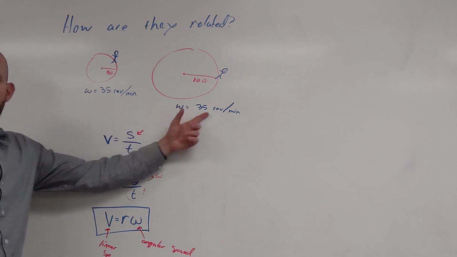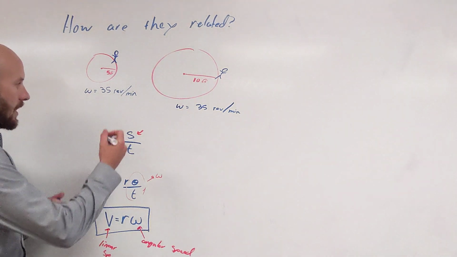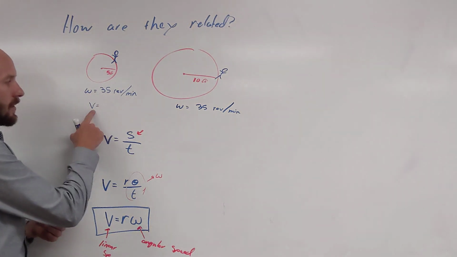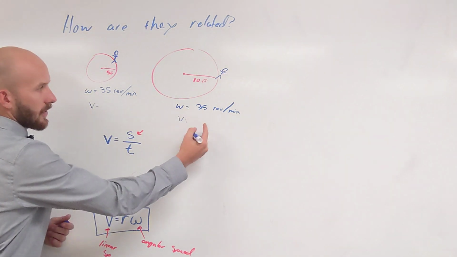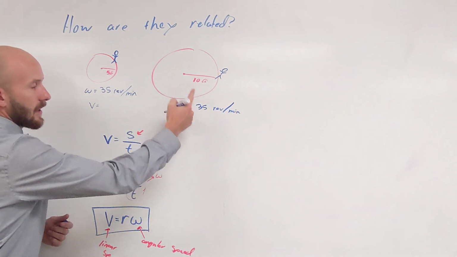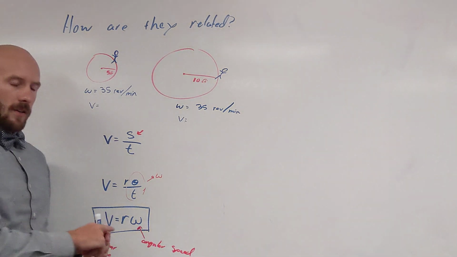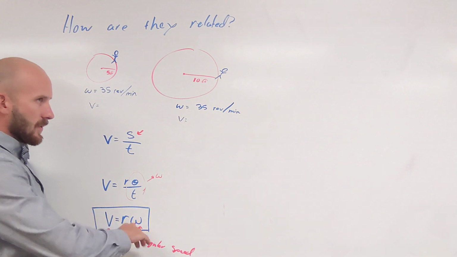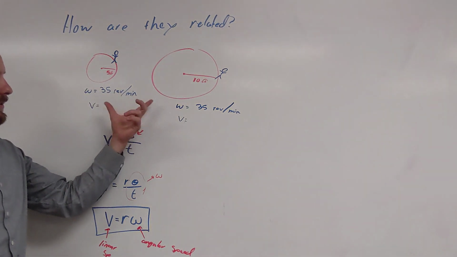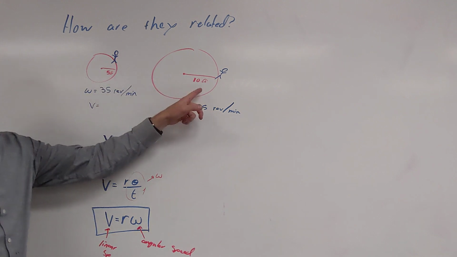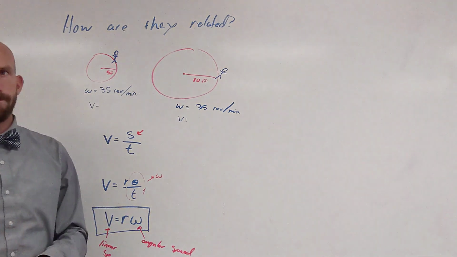So actually, if I go back up to my merry-go-round example, I could calculate the linear speed here, 35 times 5, and I could calculate it over here, 35 times 10. 350 and 175. So it makes sense. This is what we call a direct relationship. So if I have the same angular speed, if I double the radius, I double the linear speed. Has some important applications.